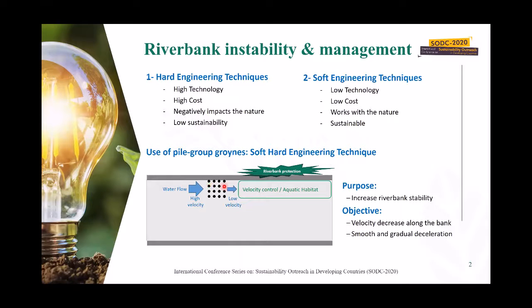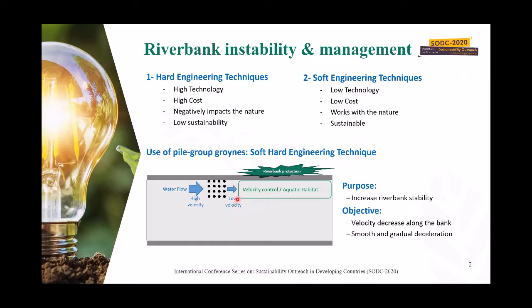Use of pile group groynes is categorized as a soft hard engineering technique. Because they are man-made, it is called hard engineering technique, and soft because they enhance the existing riverbank protection. A pile group groyne can reduce a high velocity to a low velocity because it has resistance against the flow. Therefore, the discharge flow will have low velocity, which is suitable for riverbank protection because the main cause of riverbank failure is the high velocity.